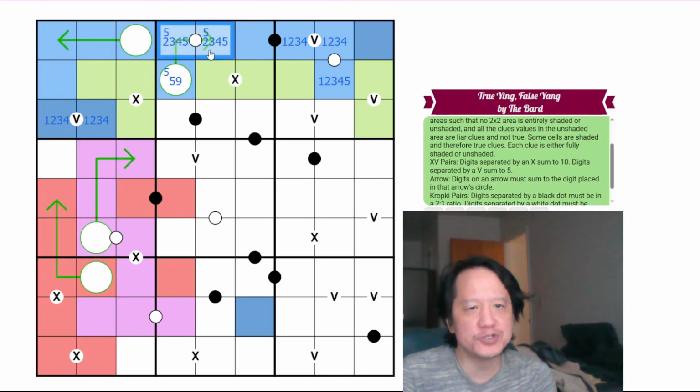So either this is 2 and 3. This can't be 1, 2, adding up to 3. Cannot be 2, 3. It could be 2, 3, adding up to 5. Cannot be 3, 4, adding up to 7. Could be 4, 5, adding up to 9. We don't know, though.